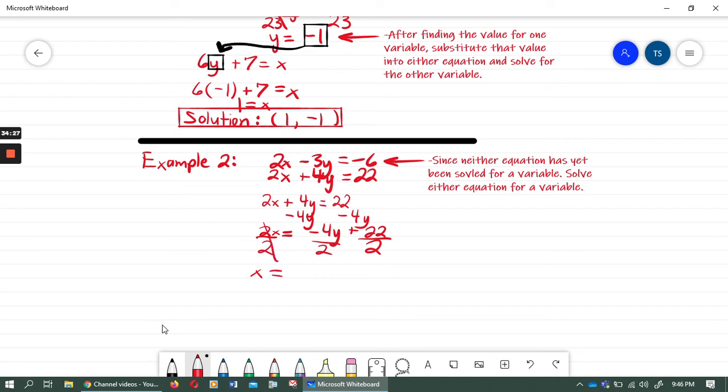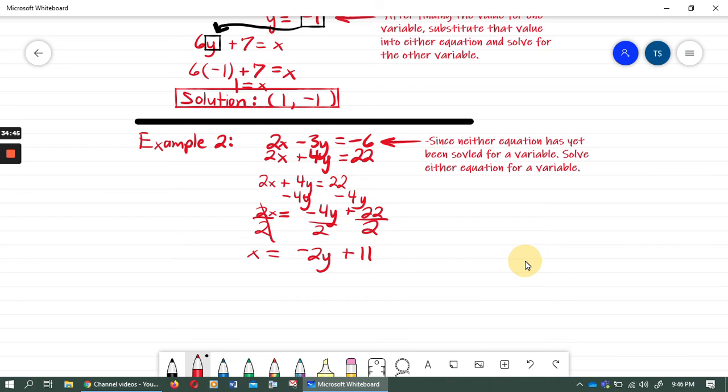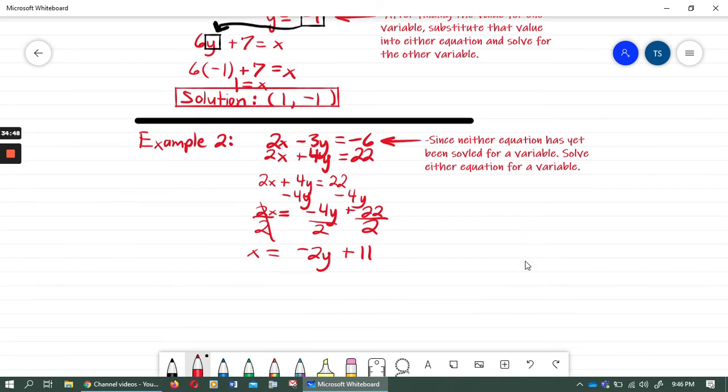Alright, that's going to leave us with x equals -2y plus 11, since -4 divided by 2 is -2y, and 22 divided by 2 is 11. So we have solved one of the equations for x. And now, guys, we're in the same predicament as with the first example: now that one of the equations has been solved for x, we need to take that equivalent expression and substitute it.